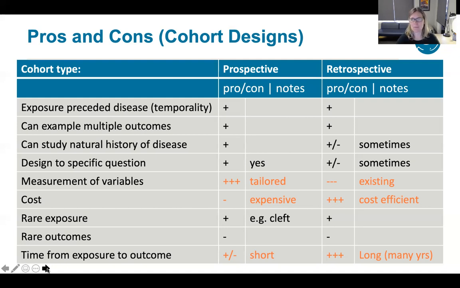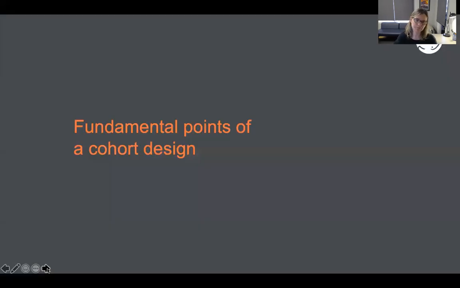A retrospective cohort has the advantage of being cost efficient, and you can often study people over longer periods of time. So if your outcome may not happen for several years, our funding cycles in the US are 5-year grants, and if your outcome takes more than 5 years, it can often be challenging to answer a particular question. In this case, a retrospective cohort study might be a good choice.